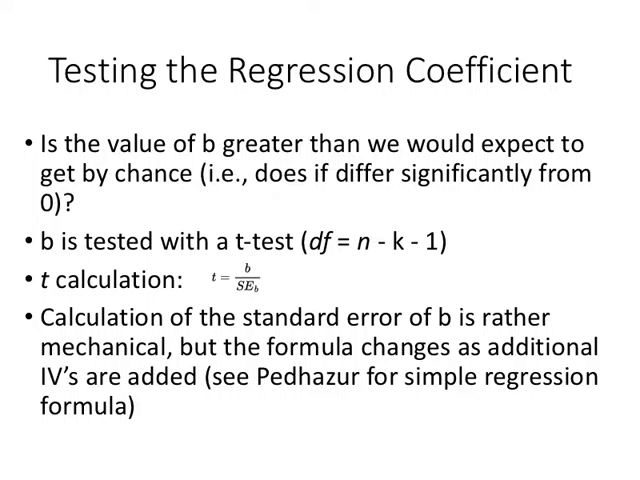we would ask, especially in the case where we're doing multiple regression, is the value of the B greater than we expect to get by chance? That is, does it differ significantly from 0? And B is tested with the t-test with degrees of freedom equal to n minus k minus 1. And the t value is equal to B divided by the standard error of B. Sort of similar to what you did with skewness divided by its standard error.